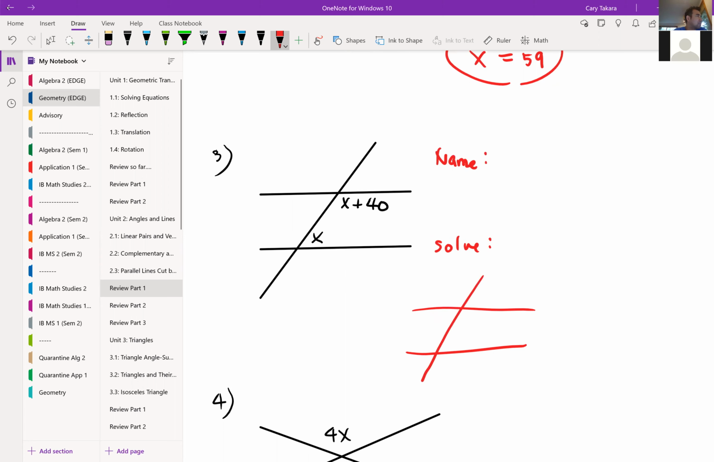First of all, is it same side interior? Yes, this is going to be same side interior, because it's inside. We're talking about this angle and this angle. They are on the same side of a transversal, and they are inside of the parallel lines. So they are same side interior.